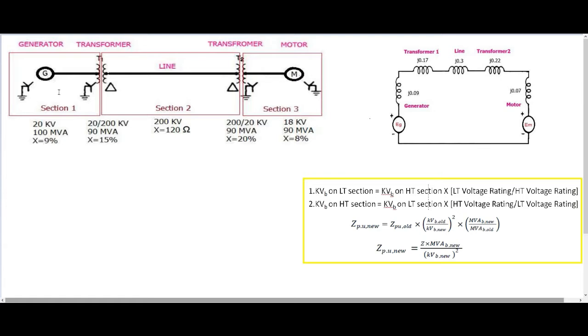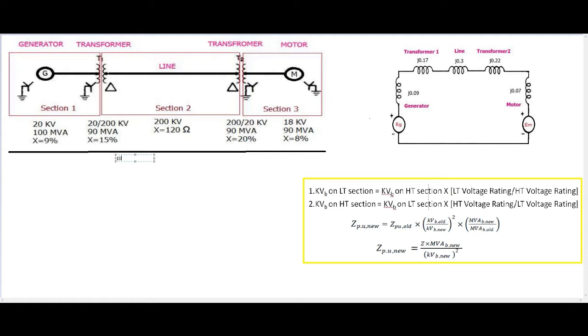Here I have given the ratings of the generator and all the components below. I have written all the ratings here. Now, as we already discussed, the first step is to find the base power, correct? So the base power is 100 MVA, which is already given in the problem, to be taken as the generator base. So for the entire system, 100 MVA is the base power.